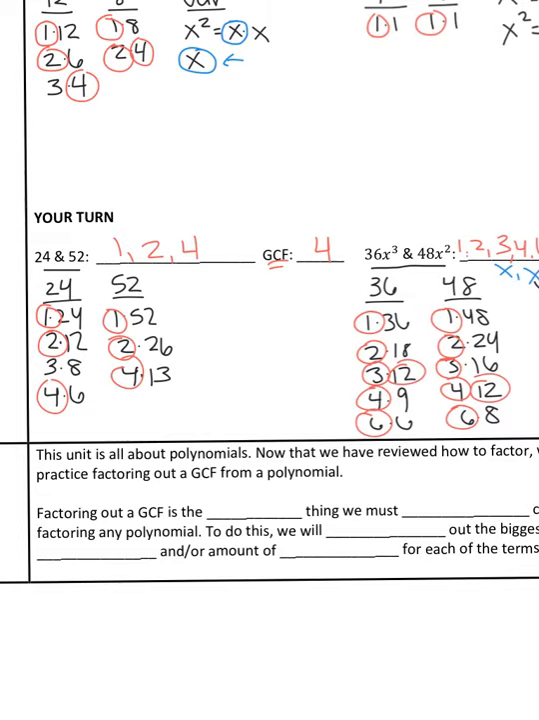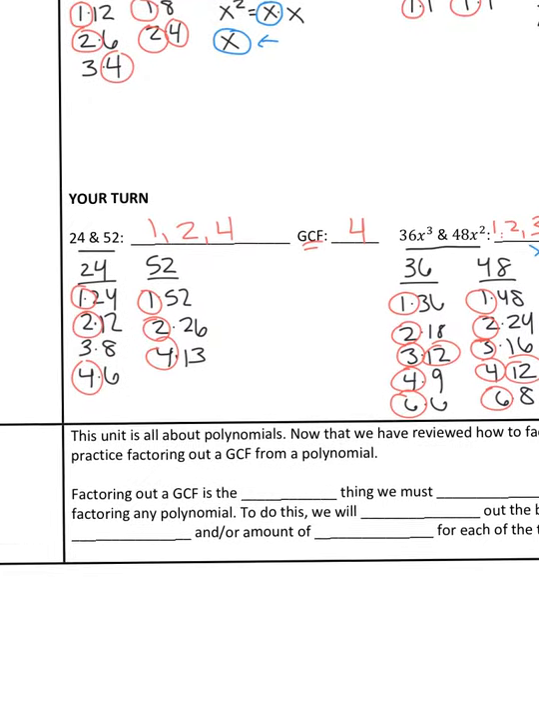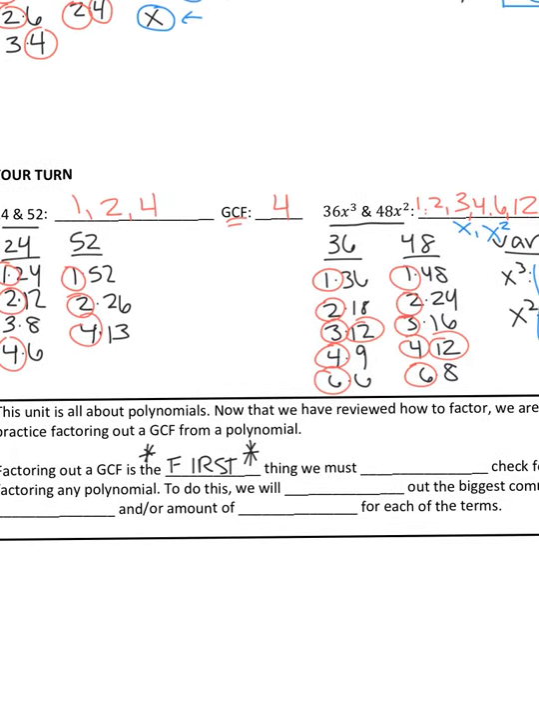So this unit is all about polynomials. Now that we've reviewed how to factor, we are going to practice factoring out a GCF from a polynomial. Factoring out a GCF is the first step, and this is important for this whole rest of the unit. The first thing you need to do is look for GCFs. Always, always, always. That's the next block over here, right? It is the first thing we must always check when factoring any polynomial.